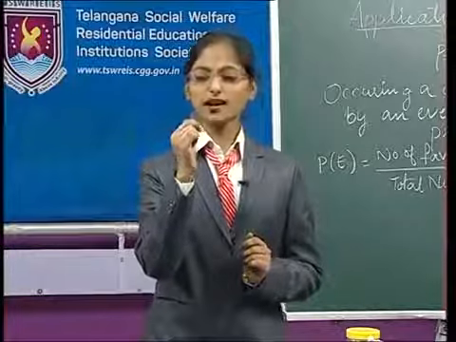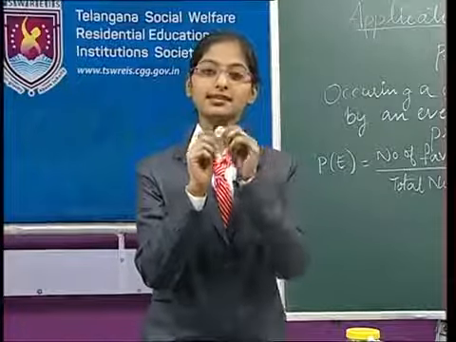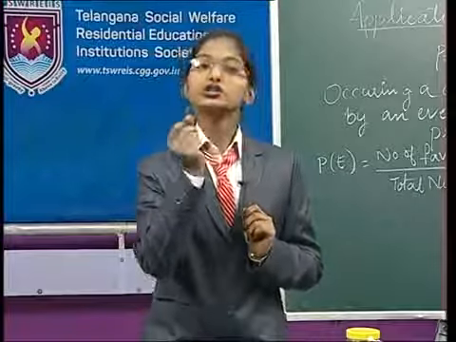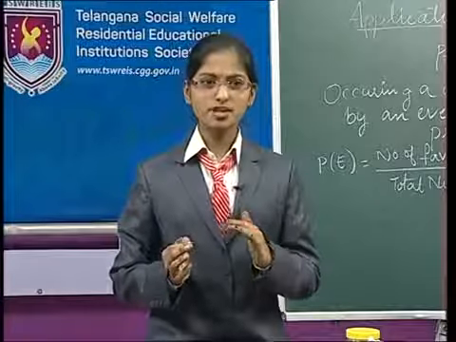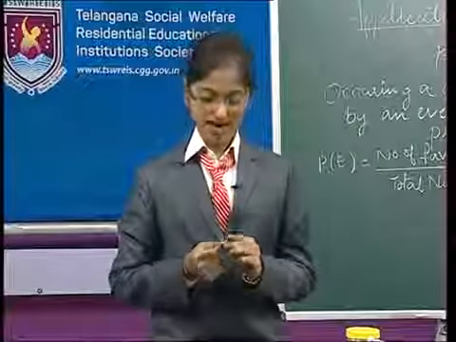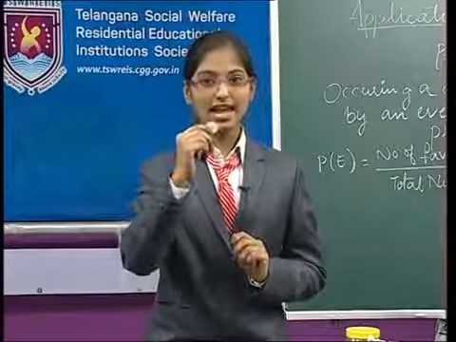See, for this coin, what are the total number of outcomes? Yeah, this is head and this is tail. So, these two are the total number of outcomes for an object. If we take any object, the sides of an object are the total number of outcomes. And here is a head. Our India has chosen the tail.